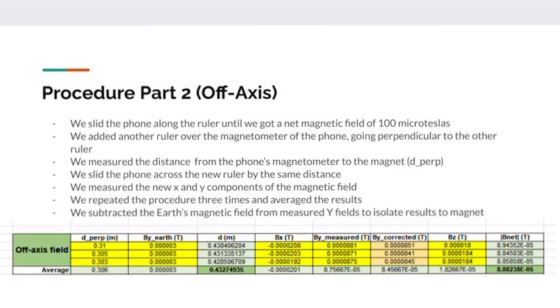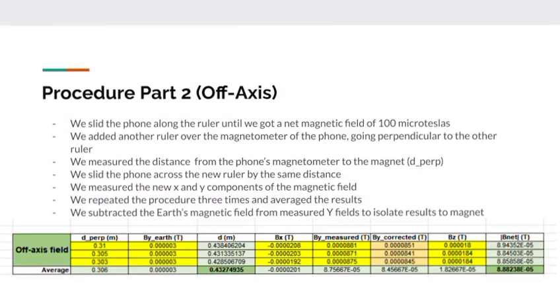Now for the off-axis portion, we took another ruler, and we slid the phone to where we were able to get a magnetic field of 100 microteslas, and then we placed another ruler perpendicular to the first ruler, and then we slid the phone across that second ruler, the same distance that the phone was away from the magnet itself on the first ruler. So we slid it about 0.3 meters away from the magnet, and then we placed our ruler, and then we slid it another 0.3 meters, this time in the perpendicular direction.